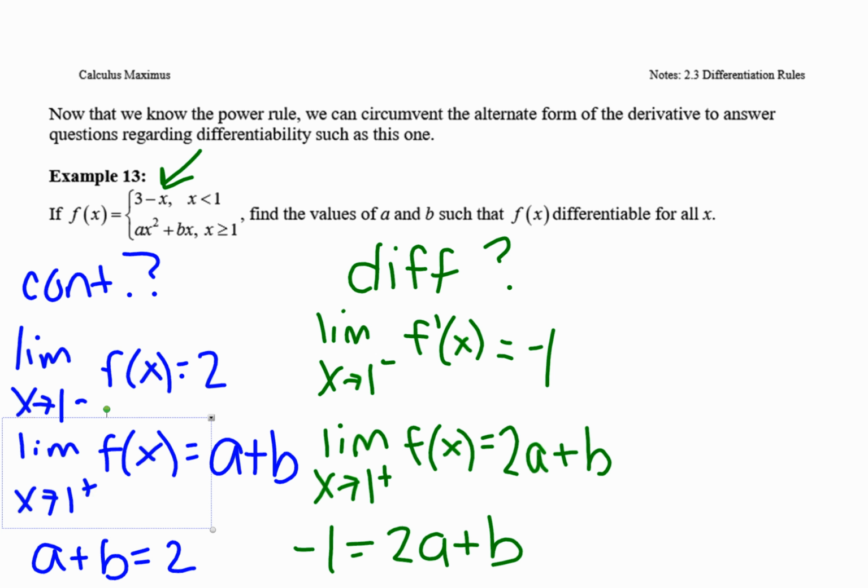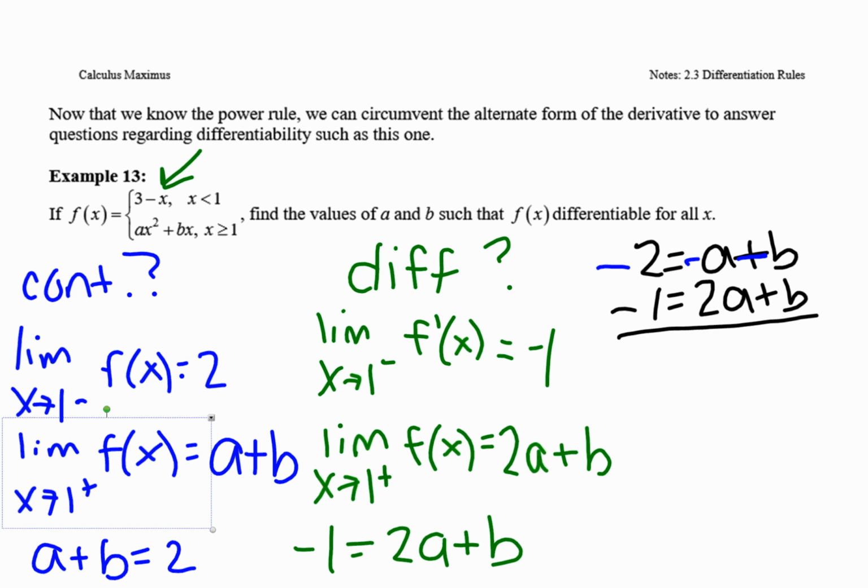And now that we have two equations with two unknowns, we can go ahead and set up a system of equations. So we have 2 equals a plus b. We have -1 equals 2a plus b. We could do elimination if we want. I'll just change all my signs here. So I would get -3 equals a, because we have 2a minus a, positive b, negative b. So if a is -3, plug this back into either one of our equations, and we would get b is 5.